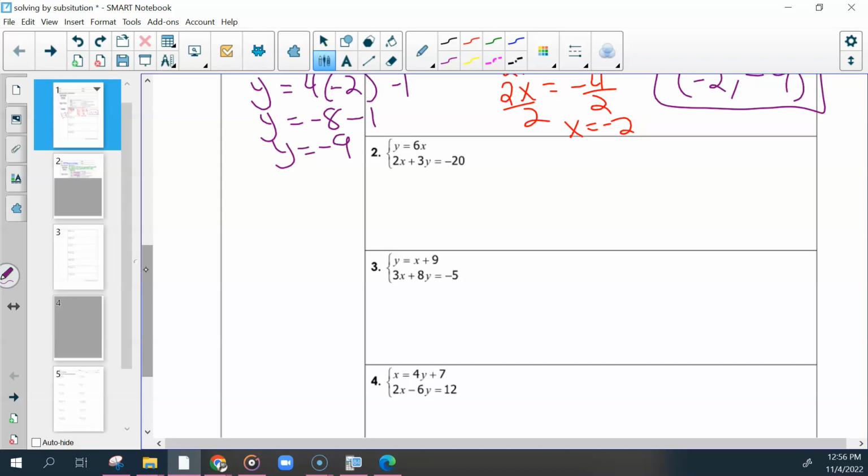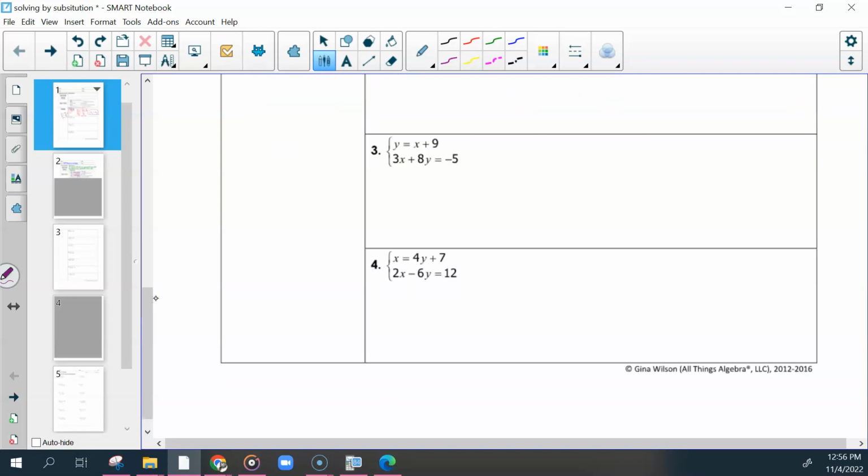Is there an equation that's already solved for x or y? Yes, this one. Doesn't matter that the second one's not, disregard that. So we're going to take that expression for y, and put it into y of the second equation. We're substituting it. So we're going to rewrite this second equation with this inside of it. So it will look like this. 3x plus 8 times x plus 9 equals -5.